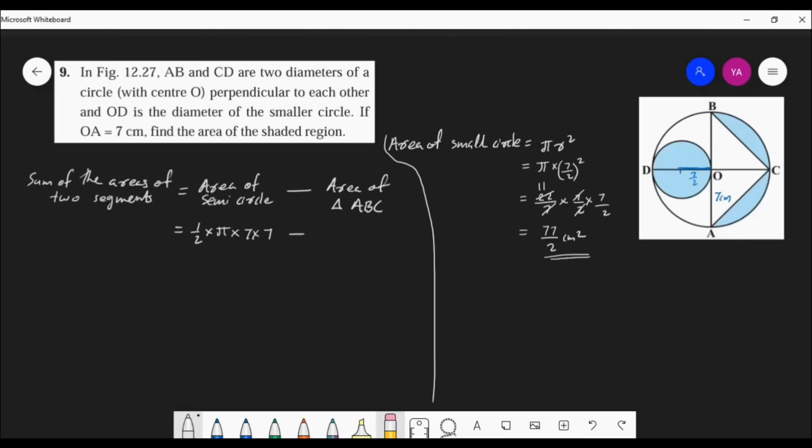There are two methods. We know that the angle in a semicircle is 90 degrees. Since AB is the diameter, the angle C will be 90 degrees. Therefore, triangle ABC will be a right triangle. So taking the perpendicular sides as the base and height, we can find the area of the triangle. That's one method. But here, AC and BC we don't know. By trigonometric ratios, we can find that, that's fine. But we have some other method here.